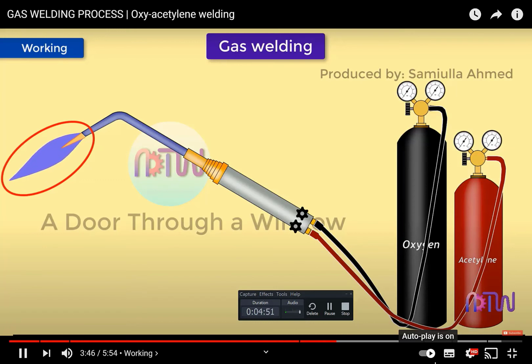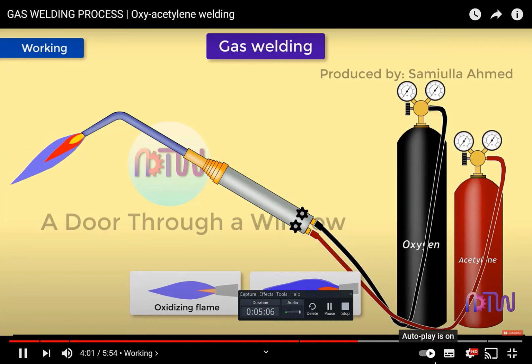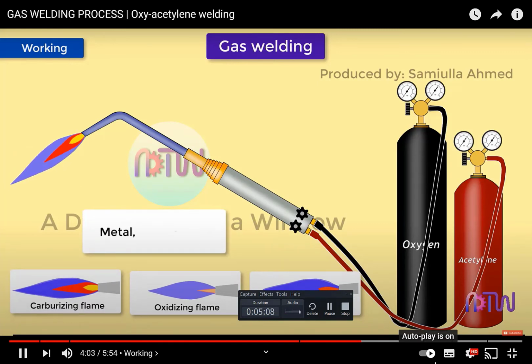If the neutral flame is required, then both the valves are opened equally. If the oxidizing flame is required, then the valve of oxygen is opened more. And if the carburizing flame is required, then the valve of the fuel gas is opened more. The flame is set as neutral, oxidizing, and carburizing based on the metal, its thickness, and some other welding conditions. If you want to know about types of flames in detail, the link will be provided in the description of this video.